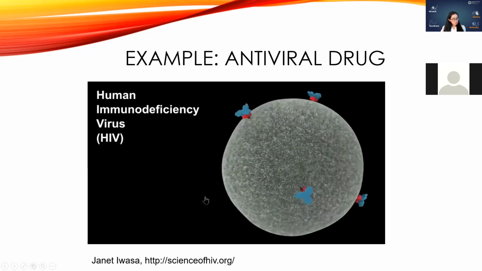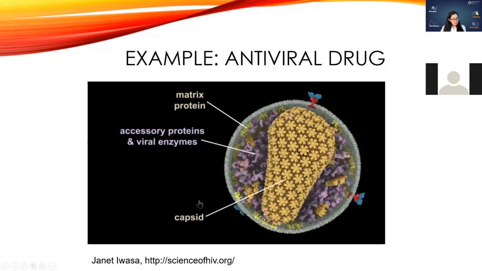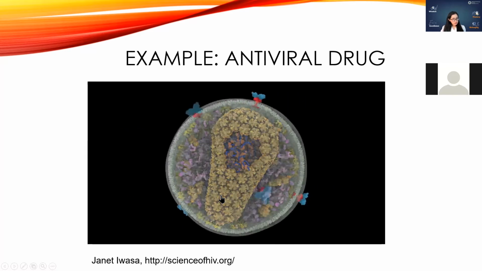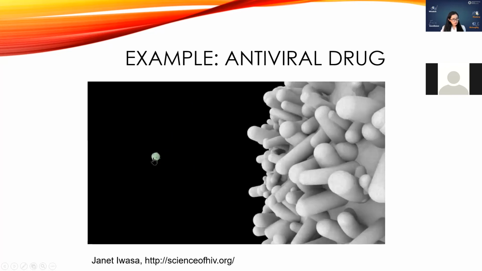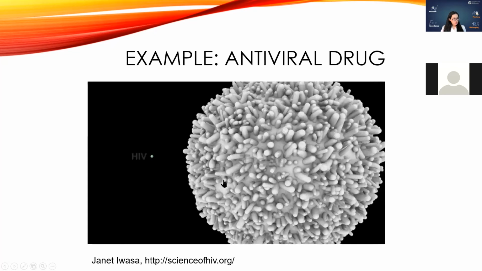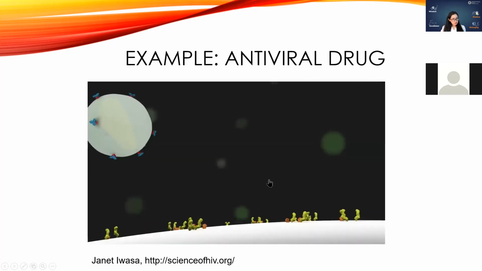So this is the human immunodeficiency virus. It has envelope protein and a viral envelope. Inside there is the capsid, matrix protein, and accessory protein. Inside there is the RNA inside the nucleocapsid. And this is the size of HIV in comparison with the T cells. You can see that HIV is very small, and this is a human T cell.